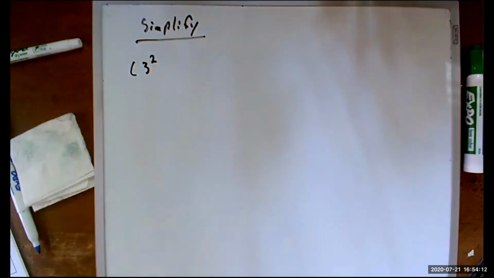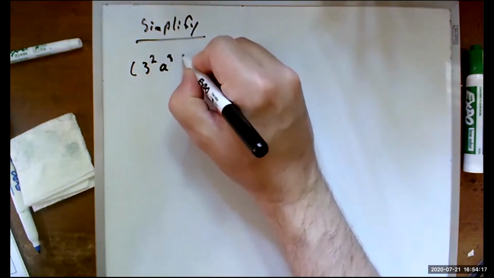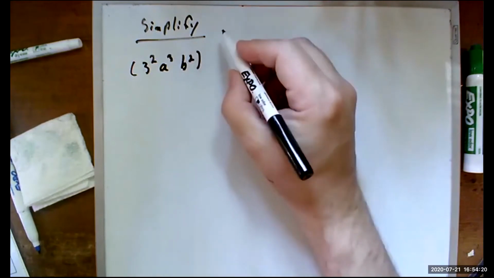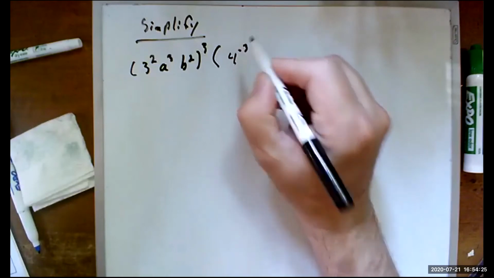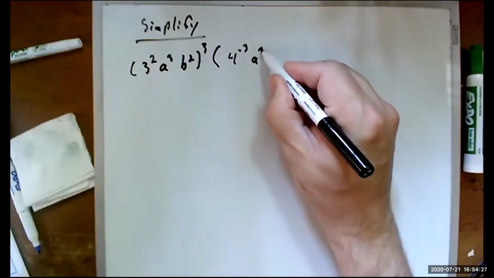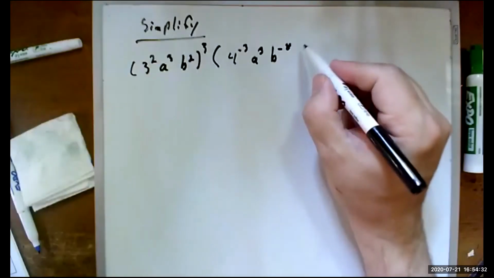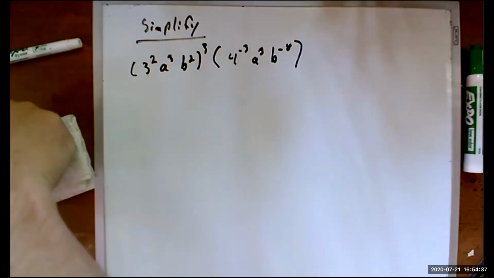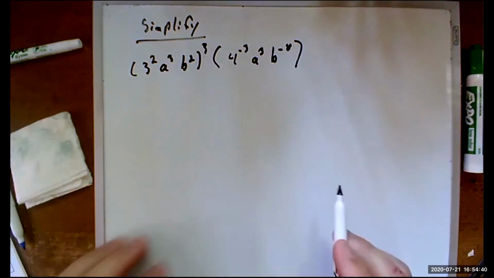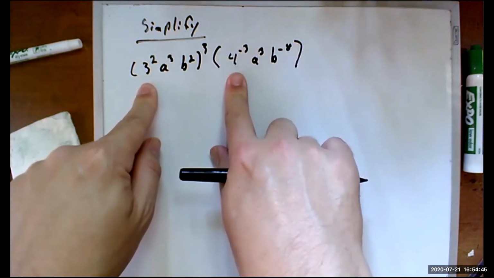Again, we're being asked to simplify. And let's take 3 squared times a to the power of 3 times b squared, all to the power of 3. And this gets multiplied by 4 to the negative 3, a to the 3, b to the negative 8. And we get to assume that a and b are non-zero.